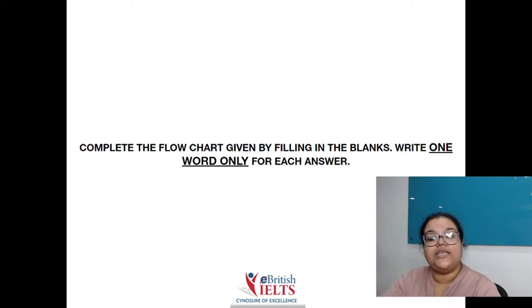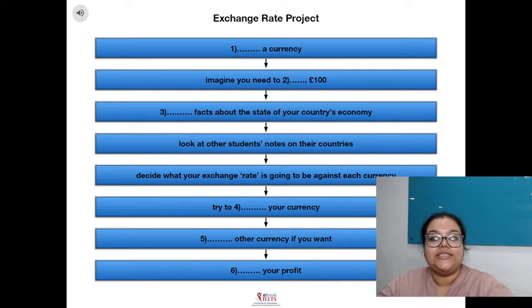Now the basic instruction says something like this. Complete the flow chart given by filling in the blanks. Write one word only for each answer. So here in the instructions they've painted the set limit very clearly for you. They've told you that you will use only one word and you cannot go above that. So keep this in mind while deciding upon a word for your answer. Now if you look at it, this is what the question will look like. So this is the flow chart they were talking about. So here you see that they're talking about some sort of an exchange rate project, and there's a step-by-step breakdown of what the entire process or procedure is going to be like.